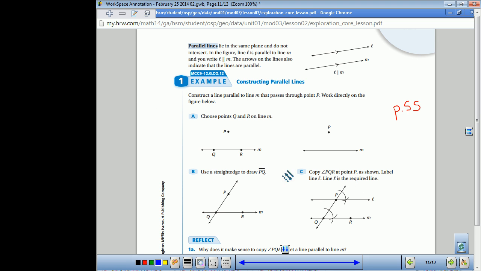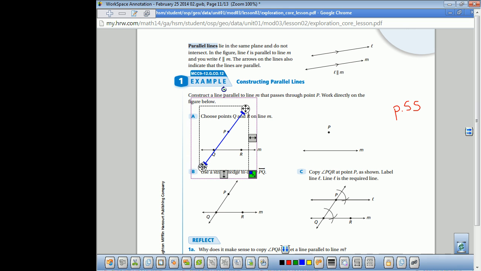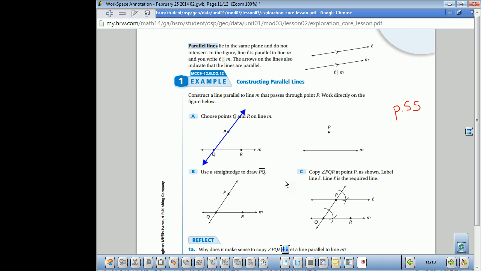So what they have done is first they took this P and just picked some points on here. They picked a Q, they picked an R. And then they're going to draw in a transversal. So their transversal is going to go through P and Q. Mine always went through P and Q. Okay.